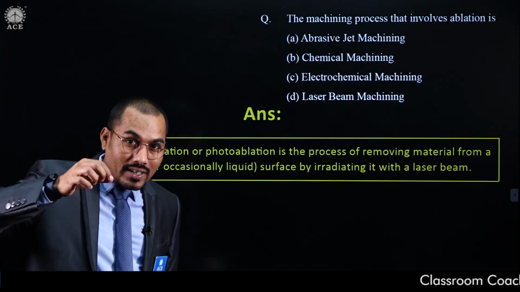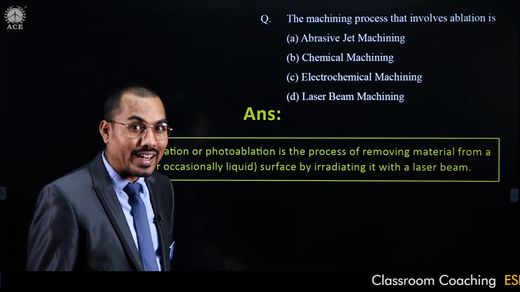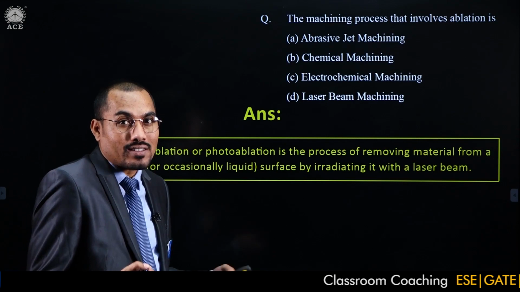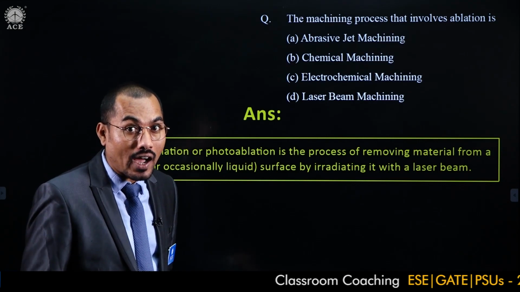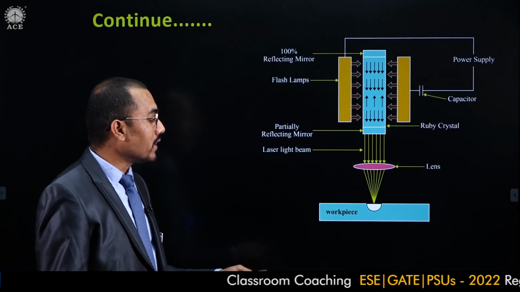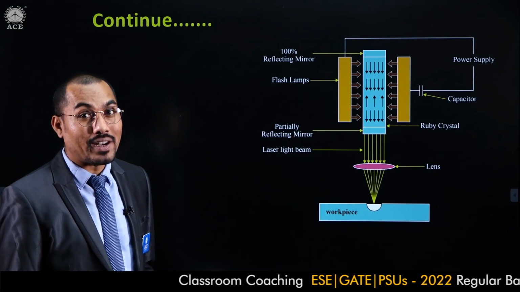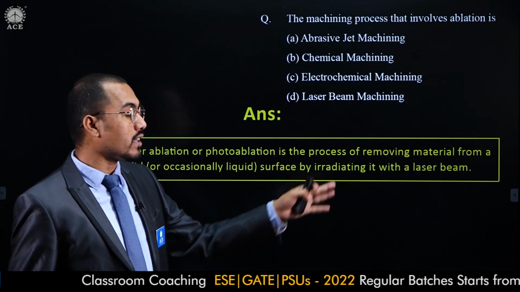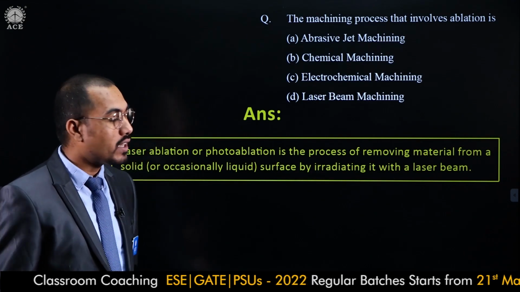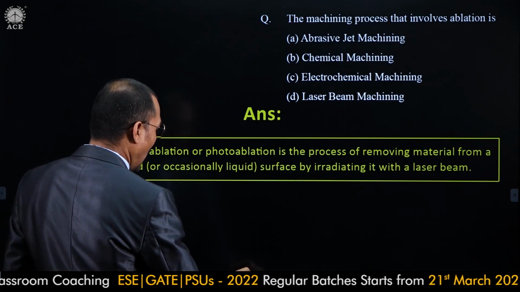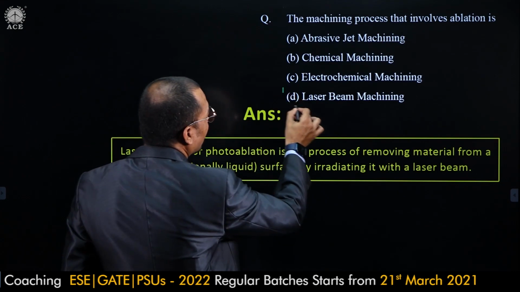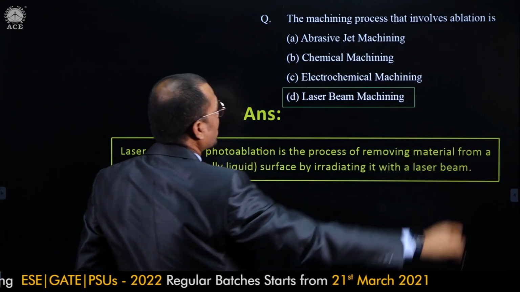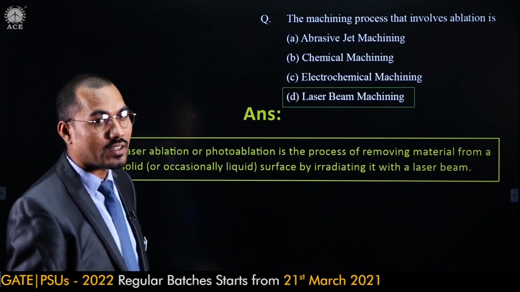So when the laser particles are incident onto the surface, the energy of the laser, which is nothing but high intensity light, makes the material melt and vaporize. That process, irradiating the material with the laser beam, is called ablation, and therefore the answer is laser beam machining. Option D is the correct answer for that. Right, fine.